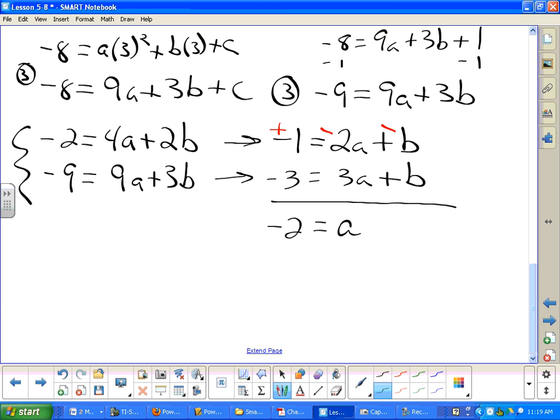And so then I'll take either one of those two equations. Negative 1 equals 2 times negative 2 plus b, because now I'm trying to find b.